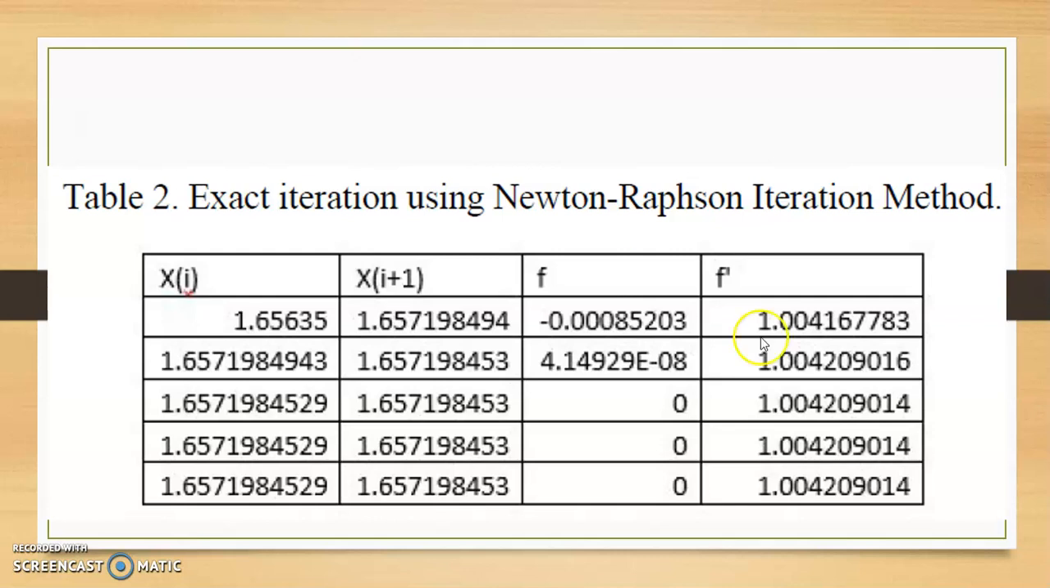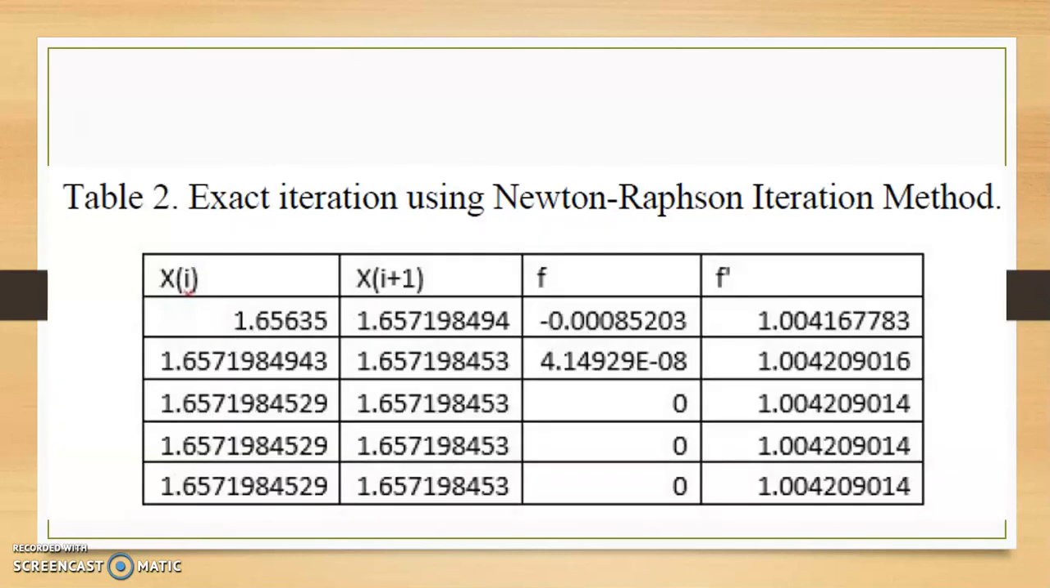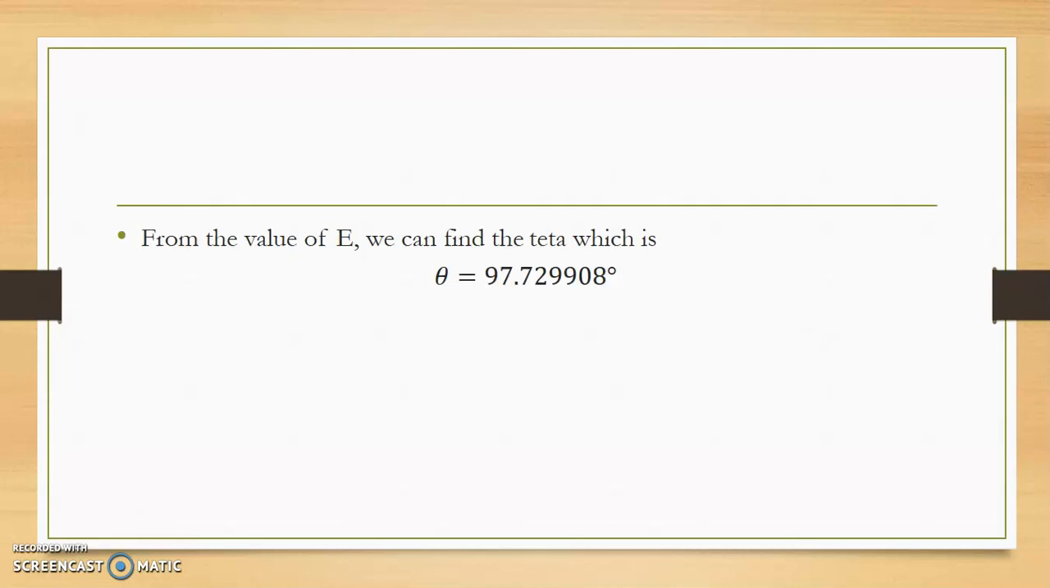Here we see that from the beginning of the third iteration we already have the value of f of 0. Because the value of f is 0, from the graph we have already reached the root. So we can see that xi already equals xi plus 1. So that is the value. From the value of E, which we calculated before, we can find theta, which equals 97.729908 degrees.